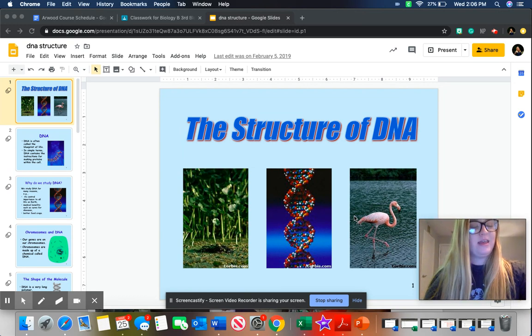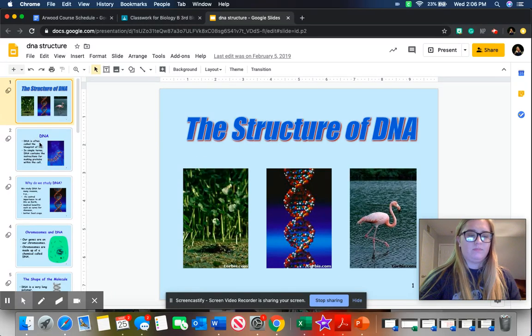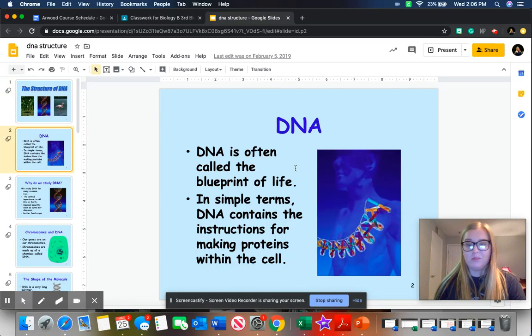So, DNA, the structure of it. DNA is often called the blueprint of life, so it contains the instructions for making the protein within cells. So it's all of our genetic information. It controls what we look like, what we do, what we act like. Everything about us is all made up of our DNA.